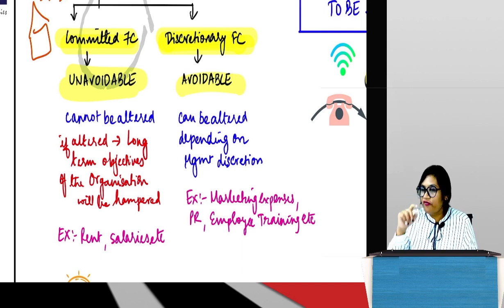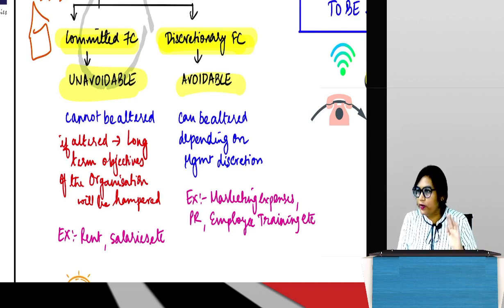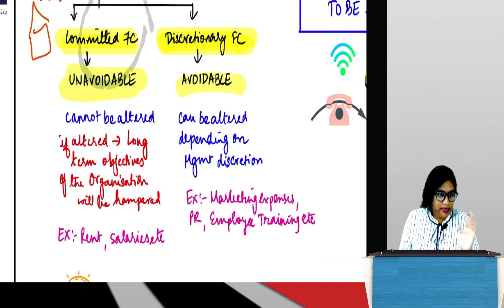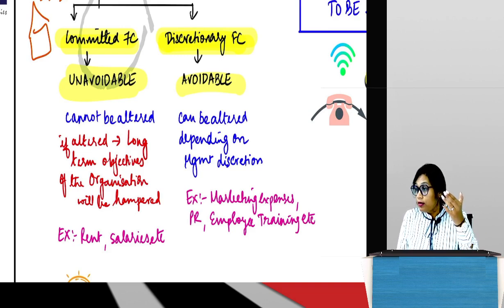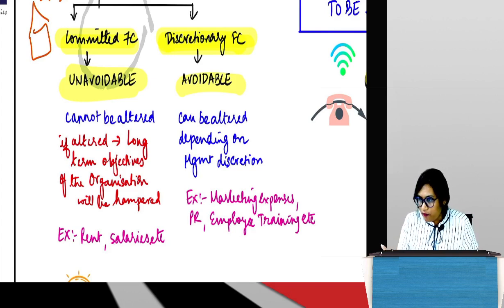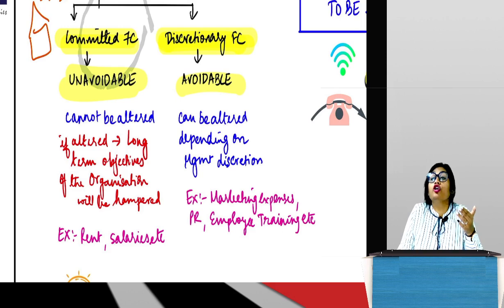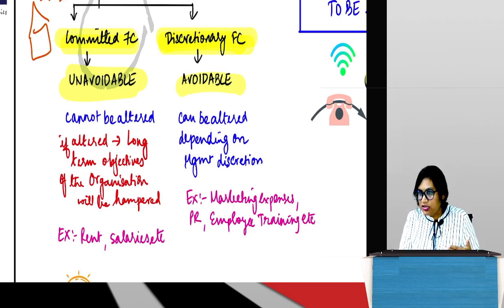Guys, is it okay? So fixed cost, once again, is that cost which does not change with output. Things like rent, salaries, etc. Fixed cost is further divided into two types: avoidable fixed costs and unavoidable fixed costs. Avoidable fixed costs are discretionary fixed costs. If I want to reduce them and not pay them, I can, based on my discretion. If I decide to reduce them or not pay them, will it hamper the long-term objective of my organization? No, it's not going to affect my operations. That's why I'm able to reduce them.